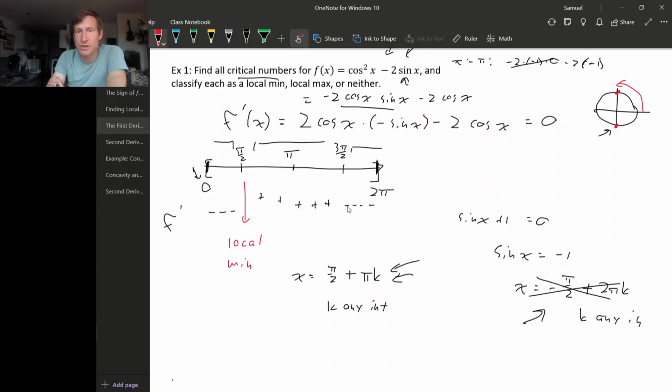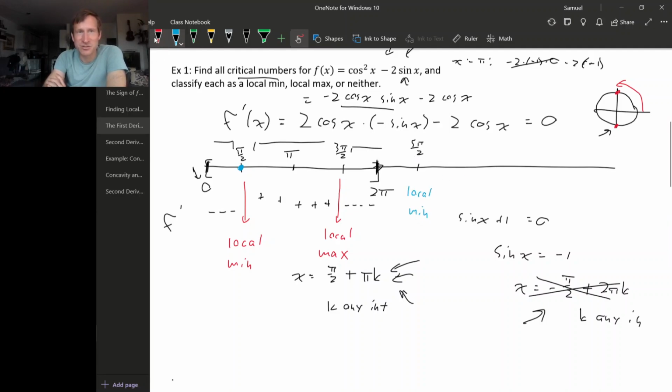And where the first derivative switches from positive to negative, that's a local maximum. Okay. And then outside of this interval, the pattern just repeats. So the next critical number is at 5 pi over 2. And that is 1 period forward from pi over 2. So this must be a local minimum.